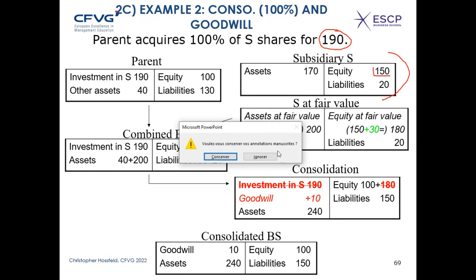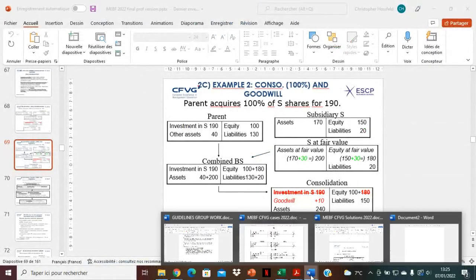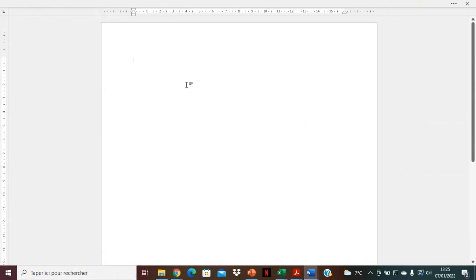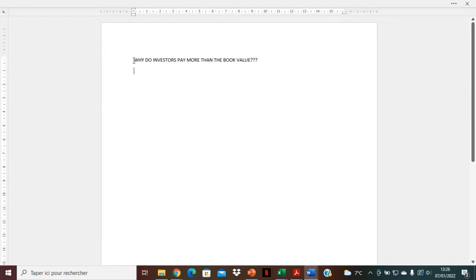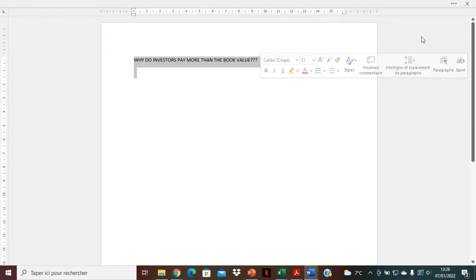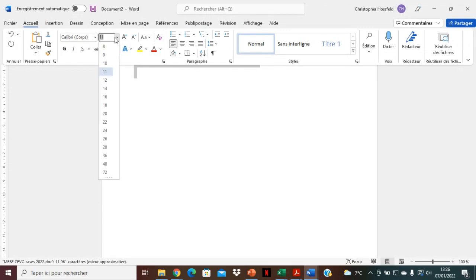That raises the following question. Why do investors pay more than the book value? Do you have any ideas? Why would investors pay more than the book value? Anyone?